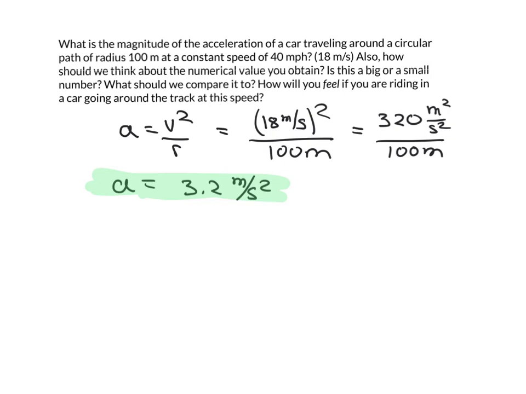And one obvious acceleration to compare it to is the familiar acceleration of a freely falling object. Remember, a freely falling object near the Earth's surface accelerates downward at g equals 9.8 meters per second squared. So in the current case, the car going around this circle has an acceleration with a magnitude which is about a third of g.